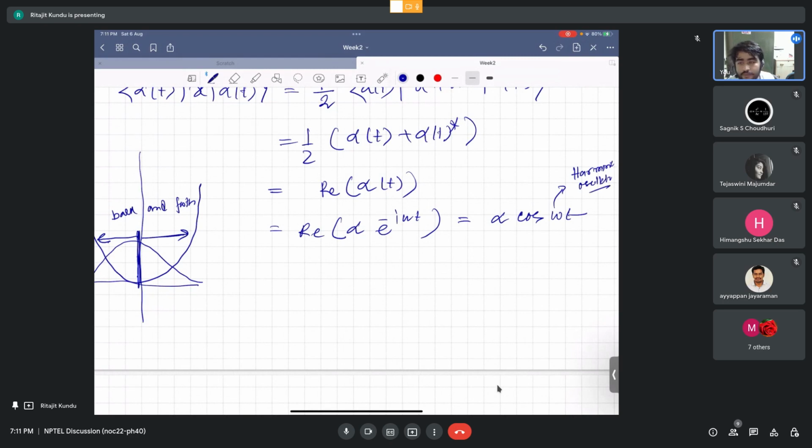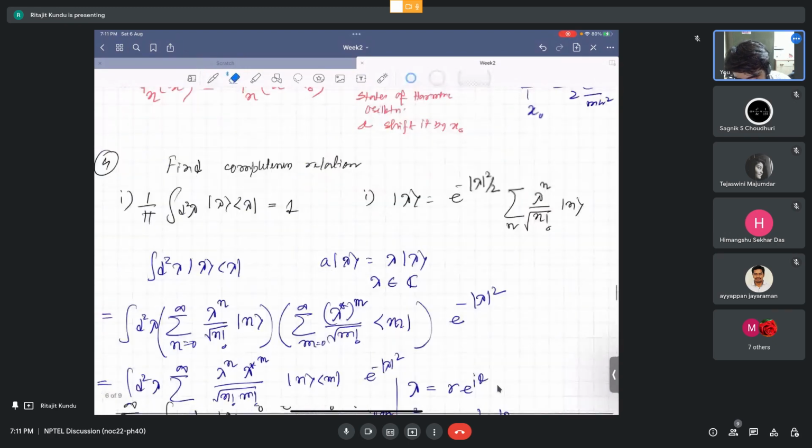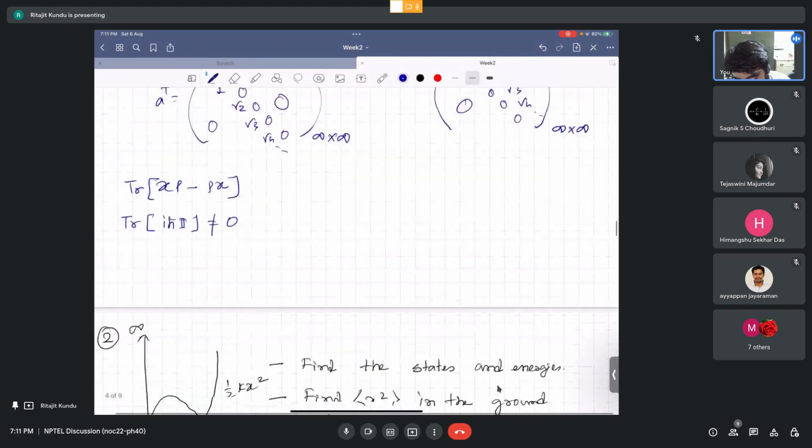If you know any programming language, let's say Mathematica or Python, you can try to animate this whole wave function, and you will see that it is going back and forth. That will be pretty nice. I think that is the last of the questions that I was trying to do for this session.